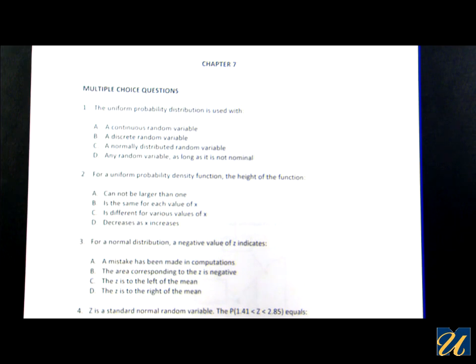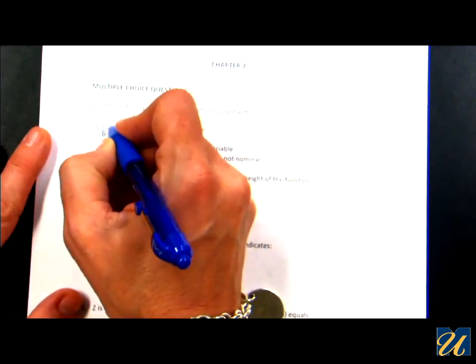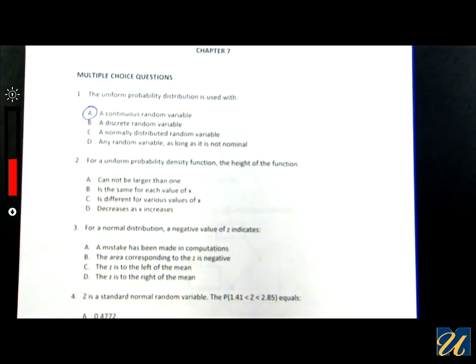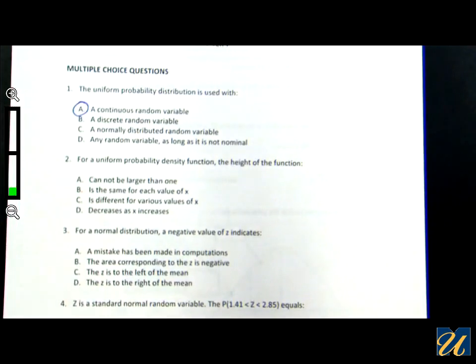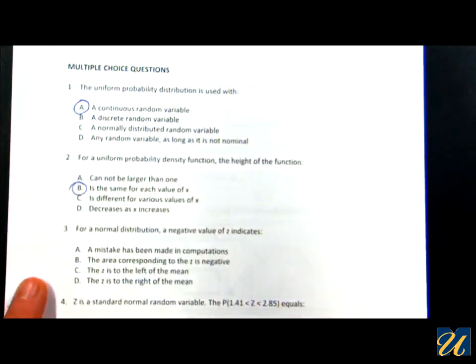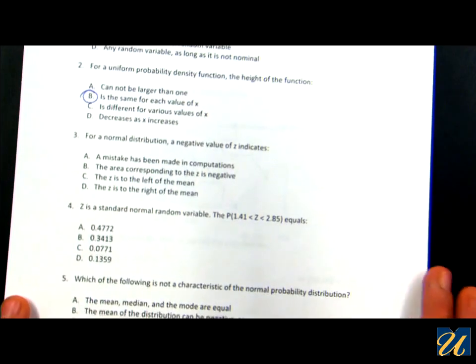Let's continue with the exercises for chapter 7. Starting with the multiple choice questions, the uniform probability distribution is used with a continuous random variable. For a uniform probability density function, the height of the function is the same for each value of x. For a normal distribution, a negative value of z indicates that the z is to the left of the mean.